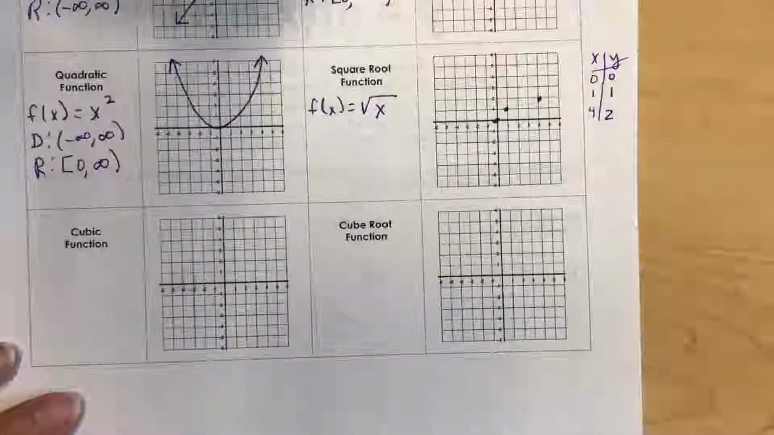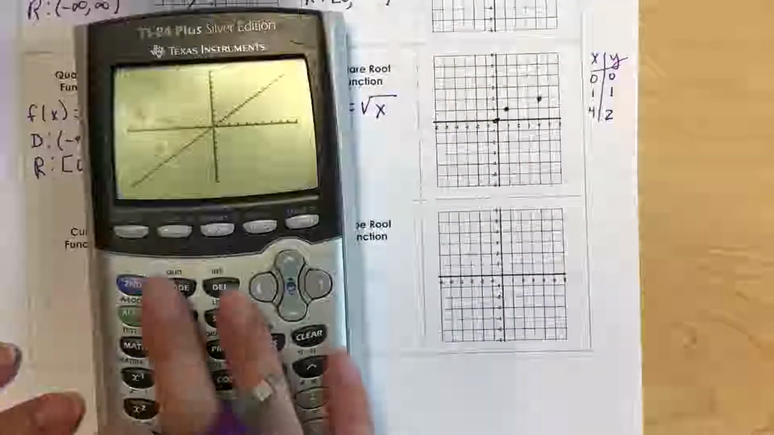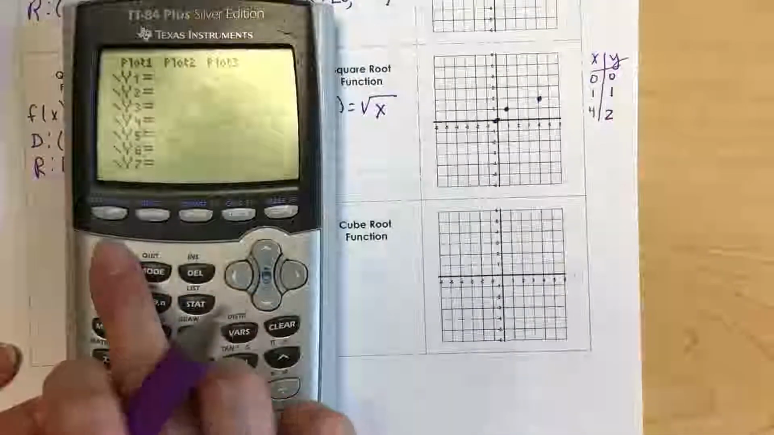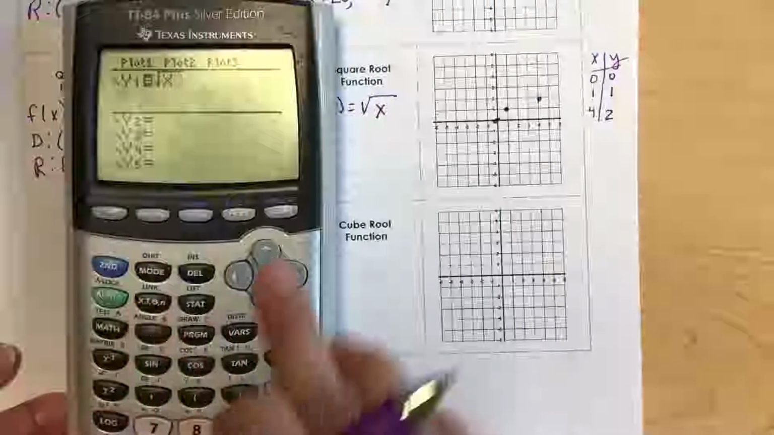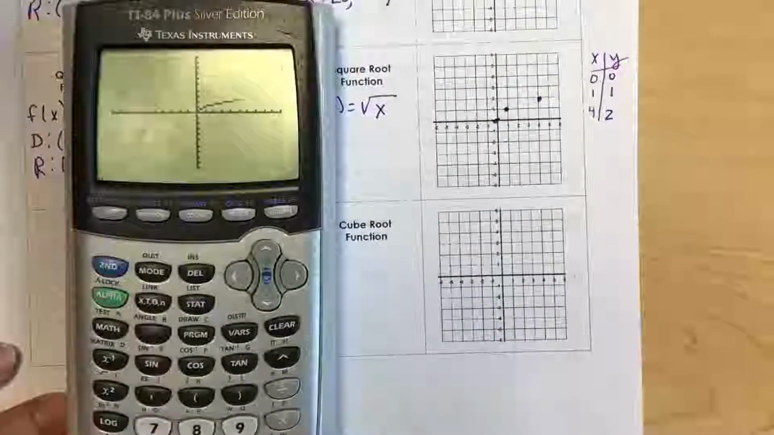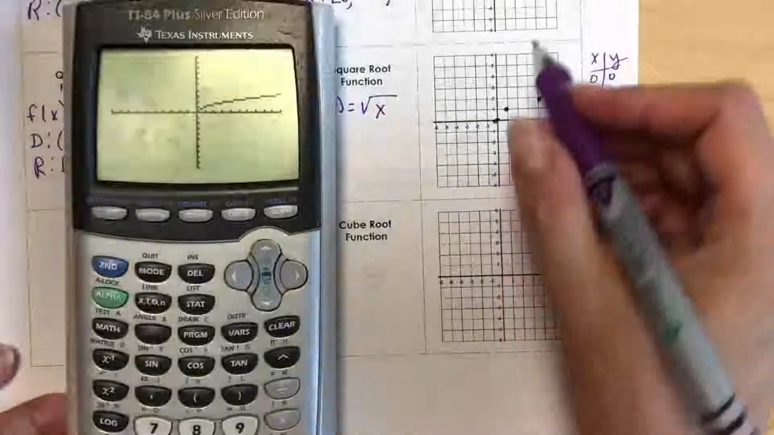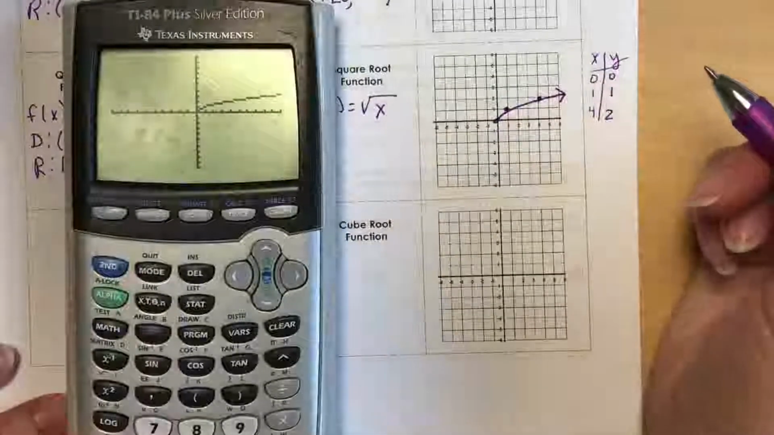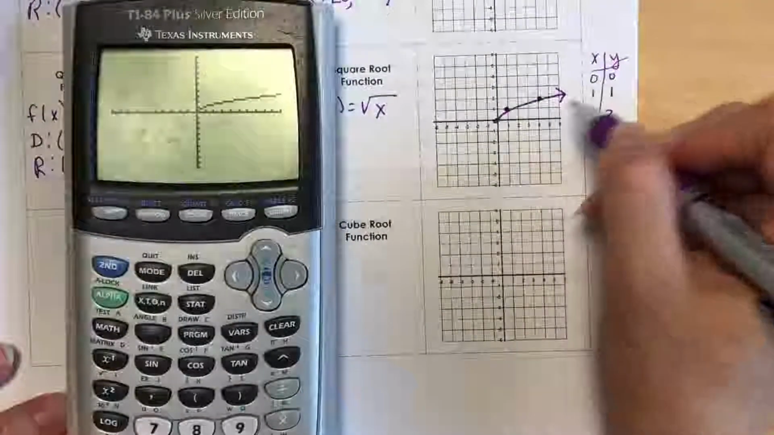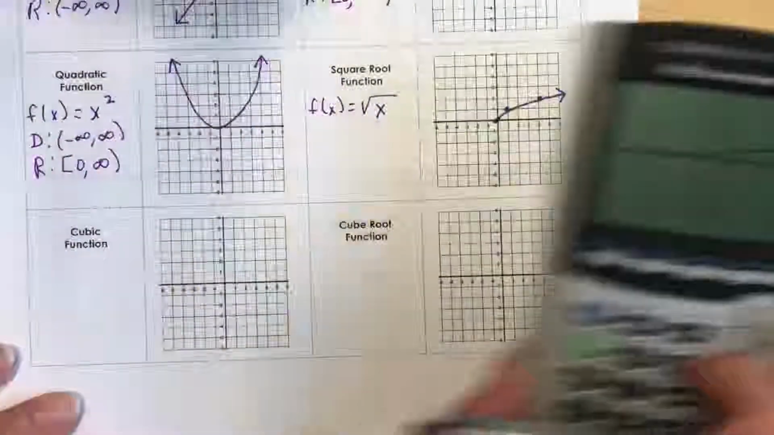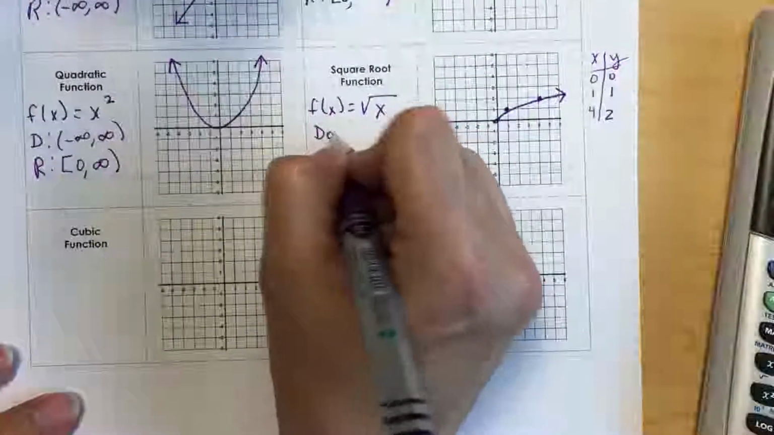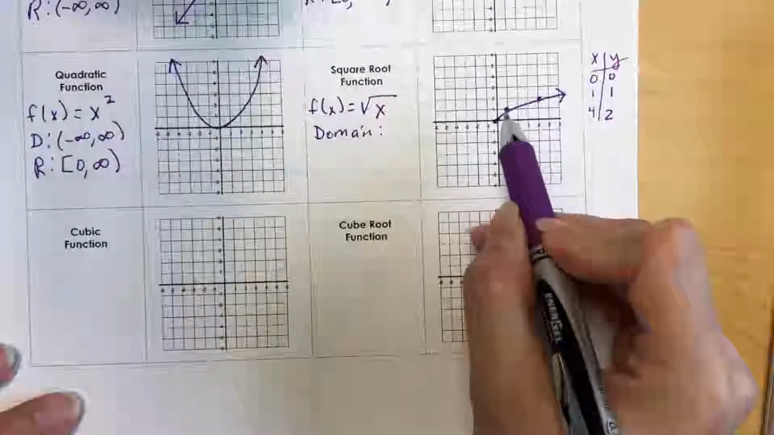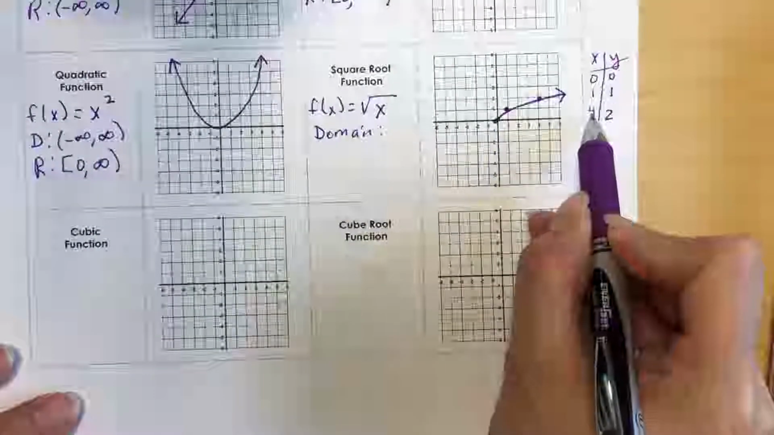If I do it on the calculator, I'll go to the y equals feature, and I'm just going to type in second square root x, and I'm going to graph. And I can see the shape that I need. It looks like a parabola lying on its side, but it's only the top half. So this is my square root function. My domain for this one is going to go from 0 on x to positive infinity.